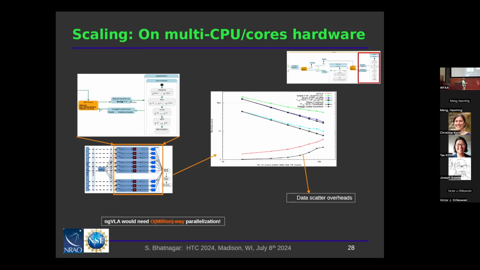If you convert the CPU processing power for NGVLA, we require 1 million CPUs running. That is not going to scale.